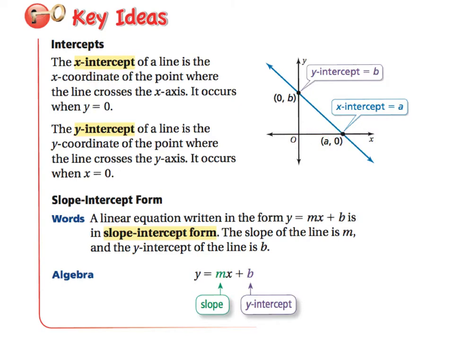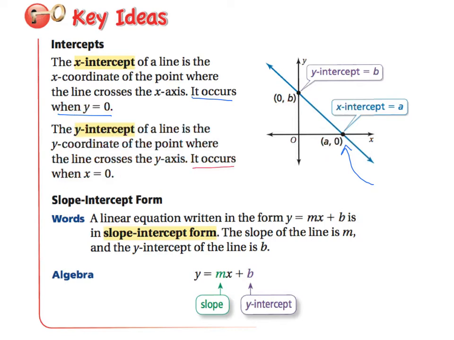So the X-intercept of a line is the X-coordinate of a point where the line crosses the X-axis. Now, it's important to understand this, and I want you to underline this or put a star next to it. It occurs when Y is 0. The X-intercept right here, A, comma 0, that's the ordered pair. The X-intercept is A. The ordered pair is A, comma 0. So, when Y is 0, the X value, the X coordinate, is your X-intercept.